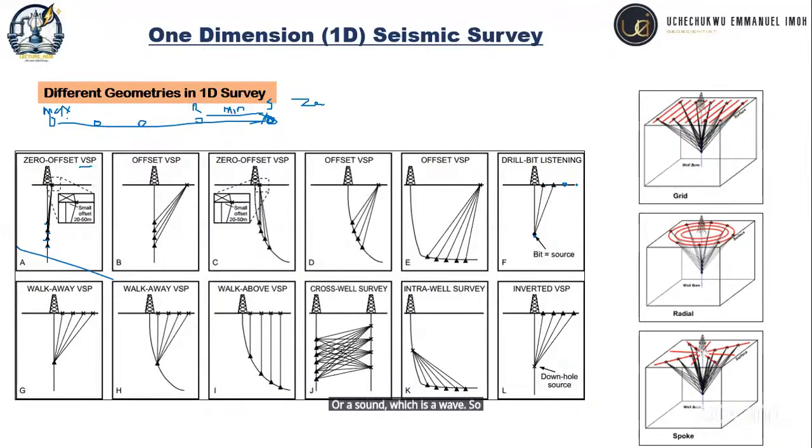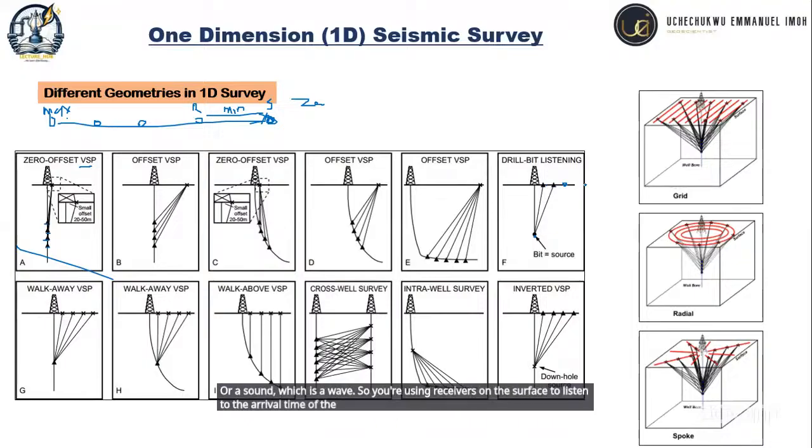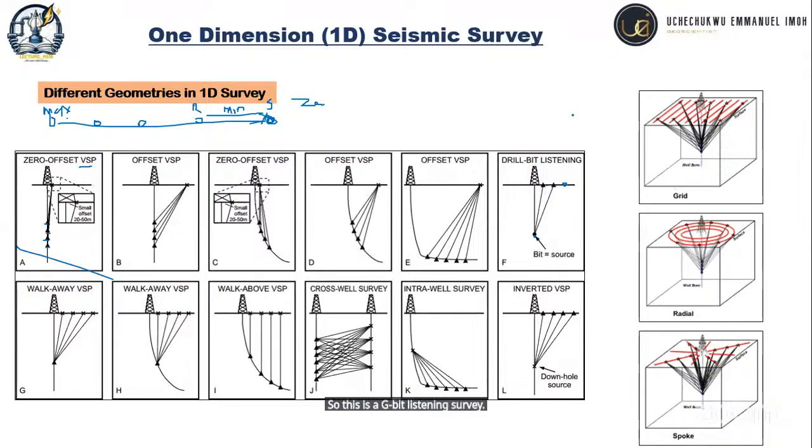So you're using receivers on the surface to listen to the arrival time of the sound from the drill bit. So this is a drill bit listening survey. It's also a type of 1D survey. They use it for formation evaluation while drilling, or measurement while drilling purposes. The other one is the walkaway, where you have the source with the borehole.